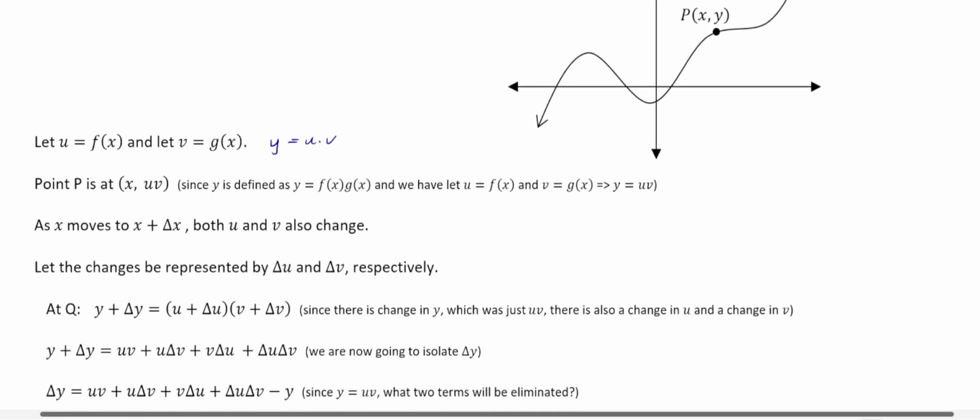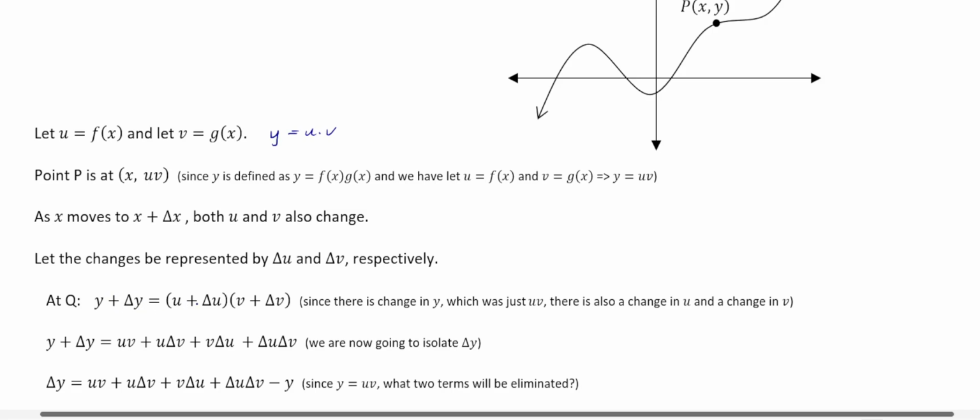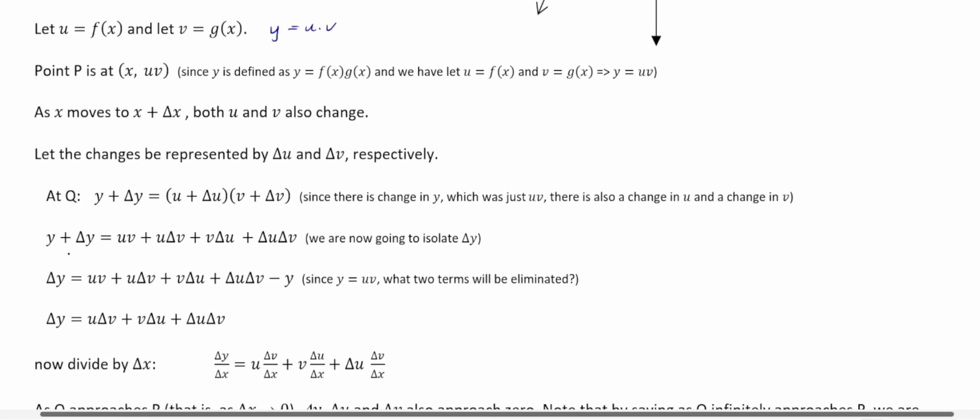So at Q, the y value there is u plus the change in u, times v plus the change in v. Since there's a change in y, which was just uv, there also has to be a change in u and a change in v, which we've represented by delta u and delta v. Okay, so now we're going to write that out. y plus delta y is equal to, using the distributive property, uv plus u delta v plus v delta u plus delta u delta v.